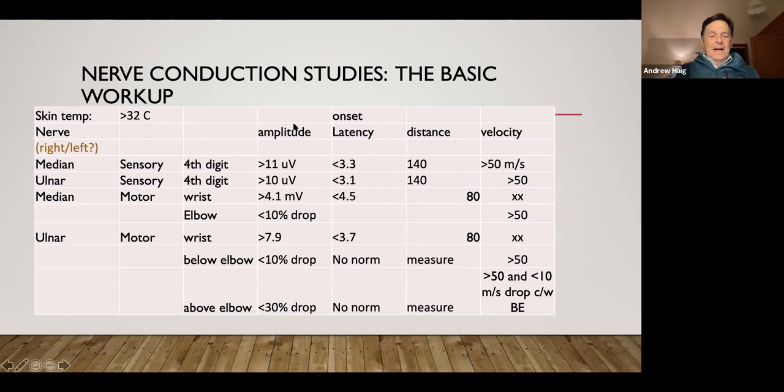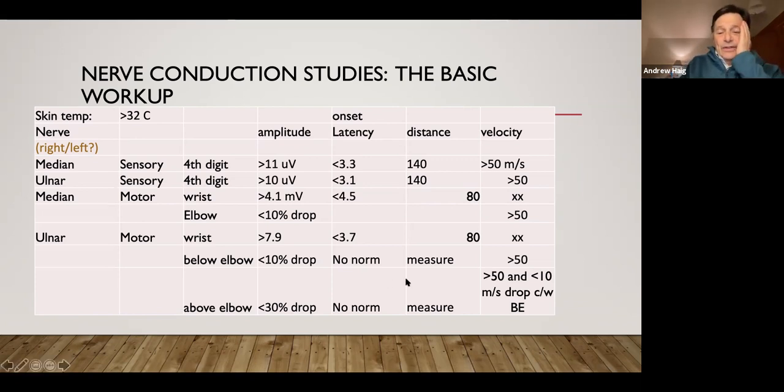So you shouldn't have more than a 10% drop in the median nerve from the wrist to the elbow. If you do, something funky is going on. And that's pretty rare. On the other hand, in the ulnar nerve, there are different norms, okay? If you have a 30% drop across the elbow, that's significant. That's pretty highly correlated with an ulnar neuropathy at the elbow.